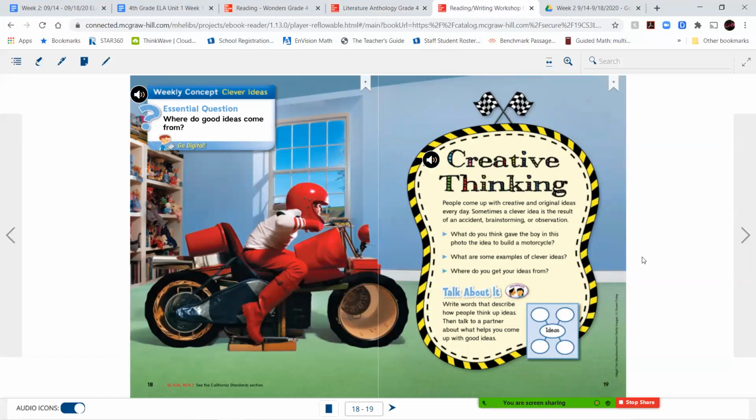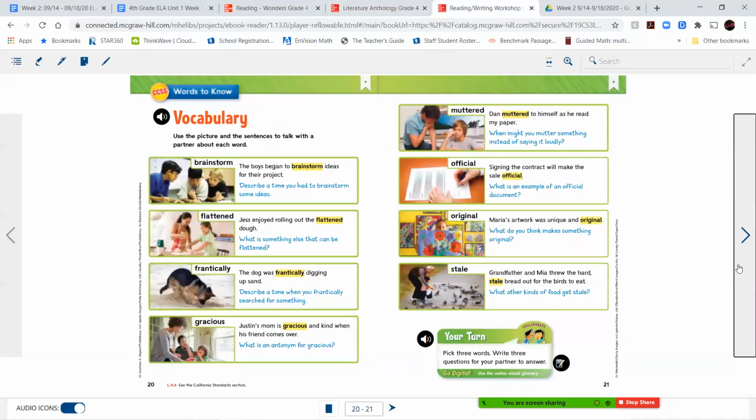Now, this is our reading and writing workshop, which is going to be our small textbook. In the first set of pages, you're going to find the vocabulary words for this week. When you're going through the vocabulary words, you're going to notice that they are highlighted in yellow. So whenever you see them in your story, you're going to see them like this with a yellow background.